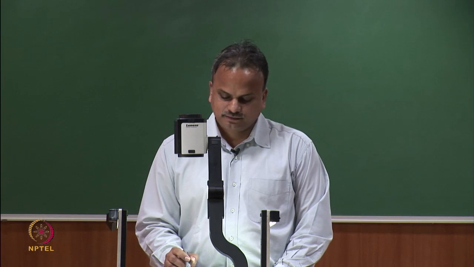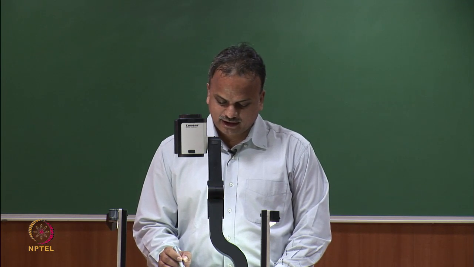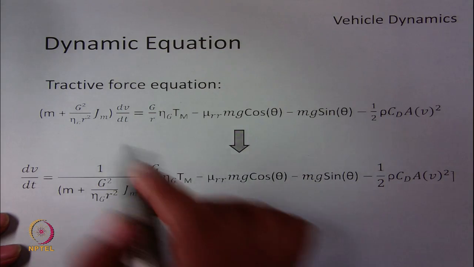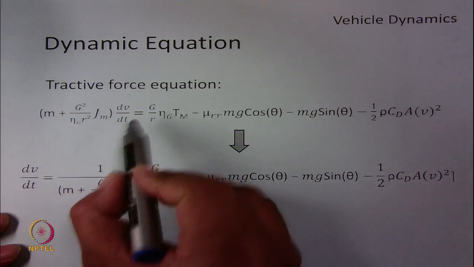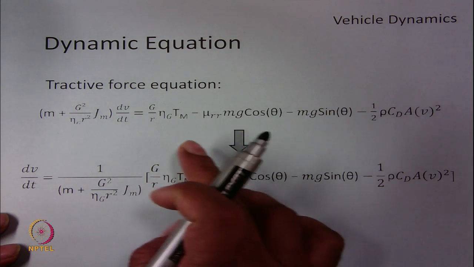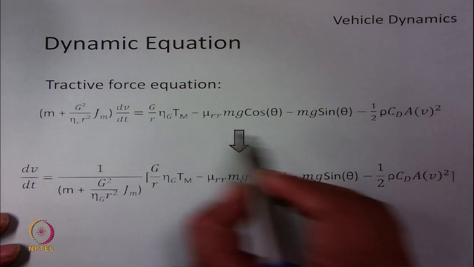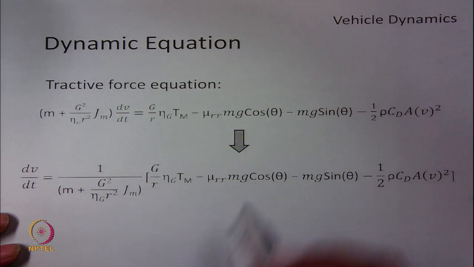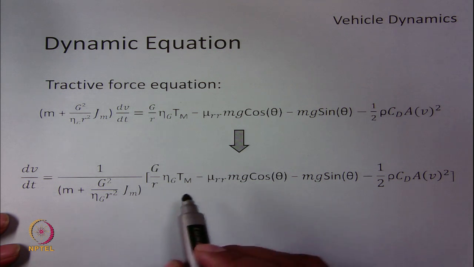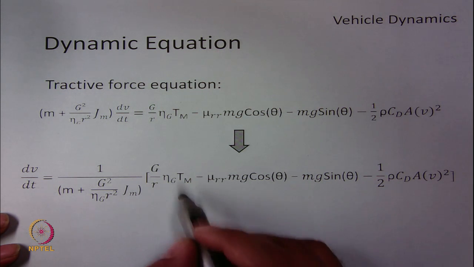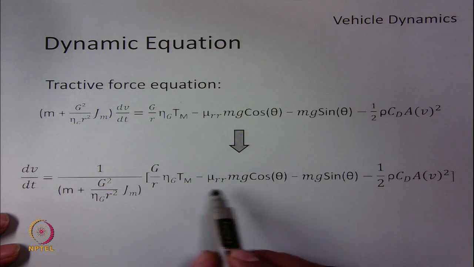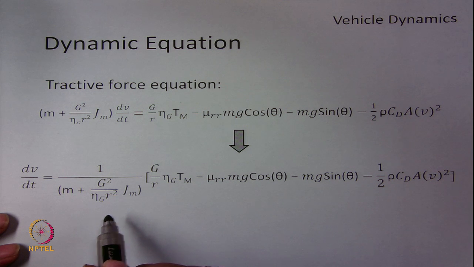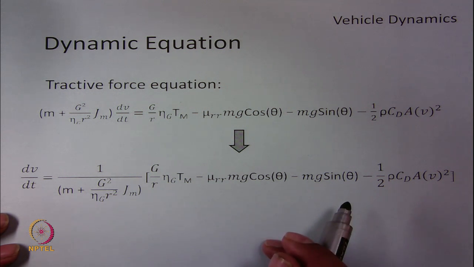Let us try to redefine this equation as a dynamic equation in terms of velocity. If we resubstitute and bring the term proportional to dV by dt to one side, and the tractive effort and the subtraction of all the resistive forces on the other side, we get this equation. dV by dt will be G by R eta G Tm minus all the resistive forces, divided by the equivalent mass on the vehicle axle.